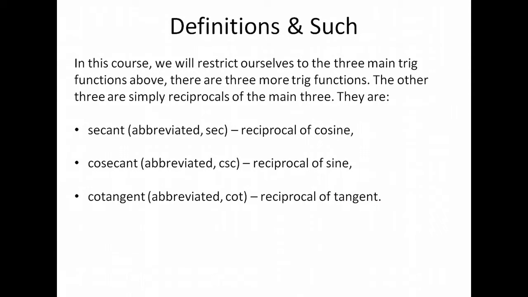So the reciprocal of the cosine, or the secant, would be the hypotenuse divided by the adjacent leg. The reciprocal of sine, or the cosecant, would be the hypotenuse divided by the opposite leg. And the cotangent, that's the reciprocal of the tangent, would be the ratio of the adjacent leg divided by the opposite leg. So as you can see, they're just the same thing in a different form. But we typically will not use those, and that's why you don't find them on the calculator.